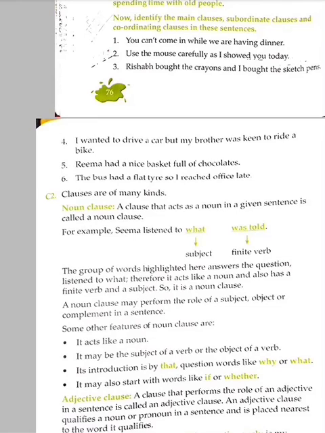Number 5. Rima had a nice basket full of chocolates. Here, see, only one finite verb is there, that is "had". So this is a main clause, or we can say it's a simple sentence. Number 6. The bus had a flat tire, so I reached office late. See here, "the bus had a flat tire" is a main clause or independent clause. "I reached office late" is another main clause or independent clause, joined by a coordinating conjunction. So these two clauses are coordinating clauses.